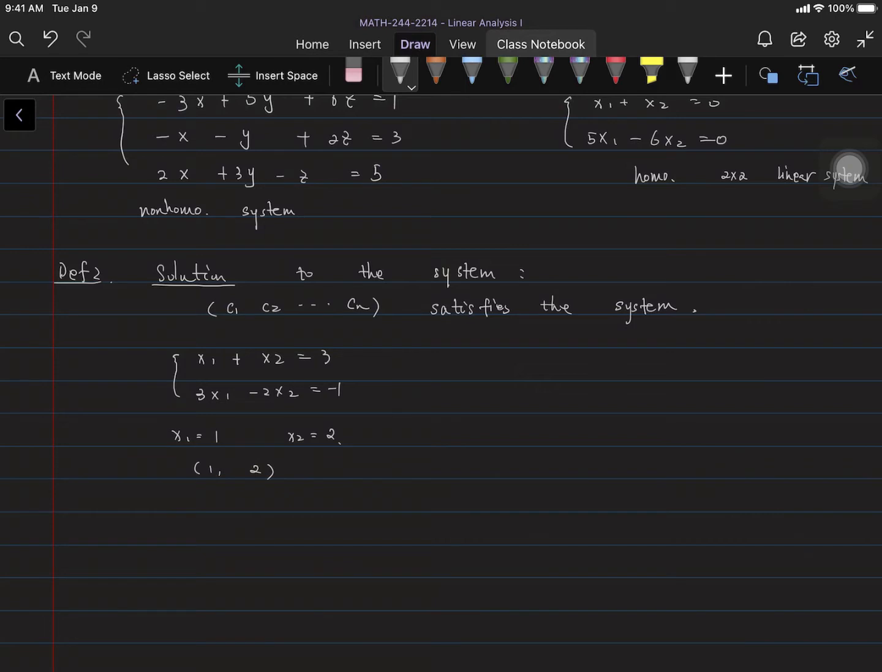So next, we have those questions. Does the system have a solution? Can we always find a solution to the system? If yes, if there's a solution, how many solutions? Next question, how to determine the solutions?